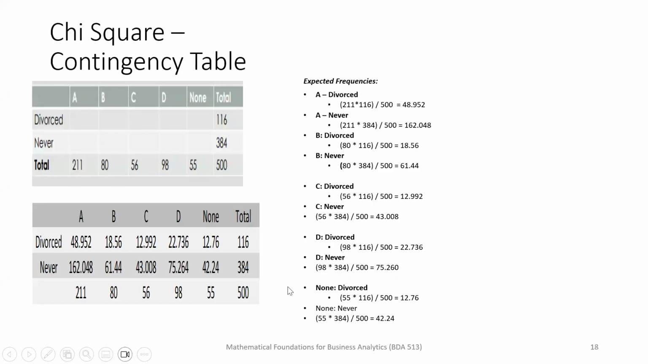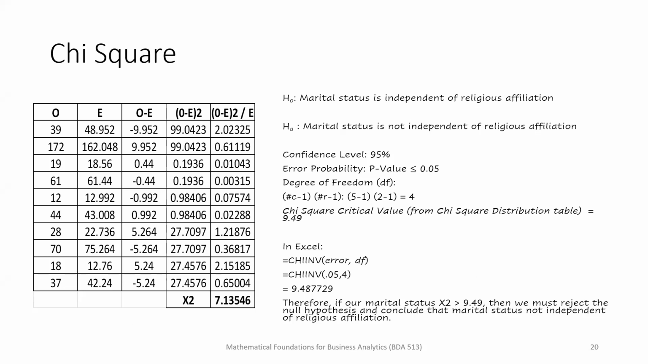So based upon this, let's go ahead and establish our hypothesis. We say that our marital status is independent of religious affiliation, and the alternative is that the marital status is not independent. In other words, there is some relationship.